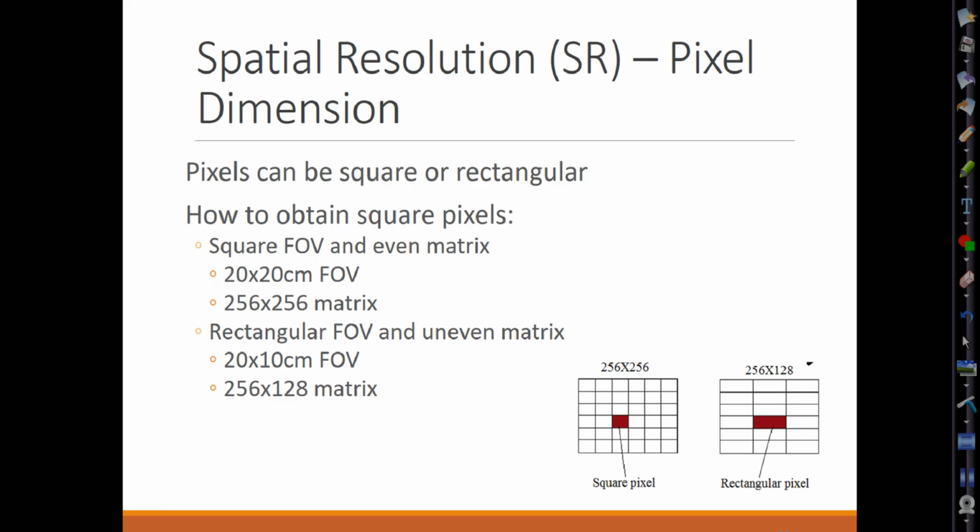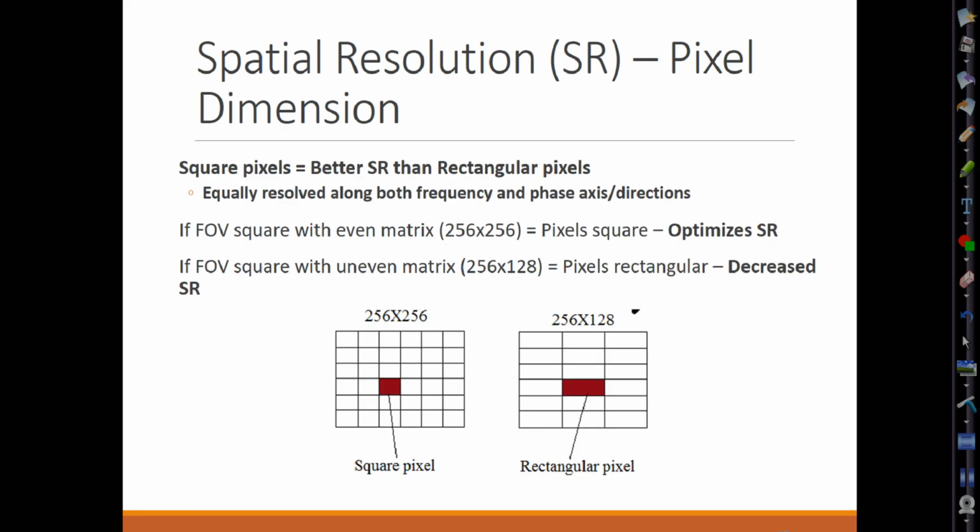If your phase and frequency are the same dimensions, you're going to get what we call a square voxel. If they're uneven, you're going to get what's called a rectangular or anisotropic voxel. So you can see here as you get a rectangular pixel, it decreases our spatial resolution. Ideally, we want a square pixel.